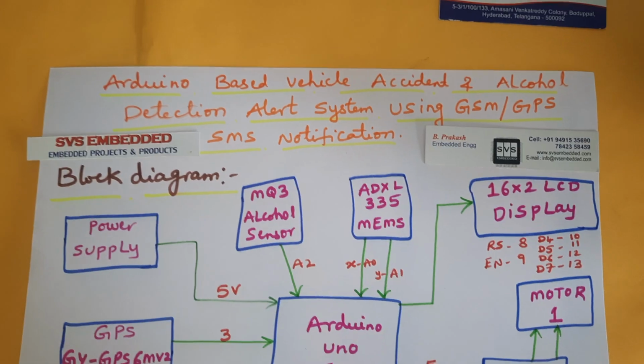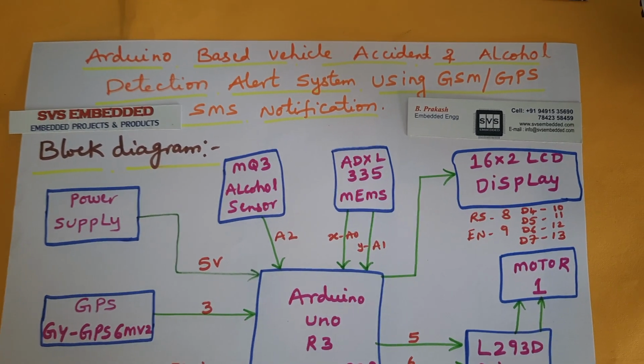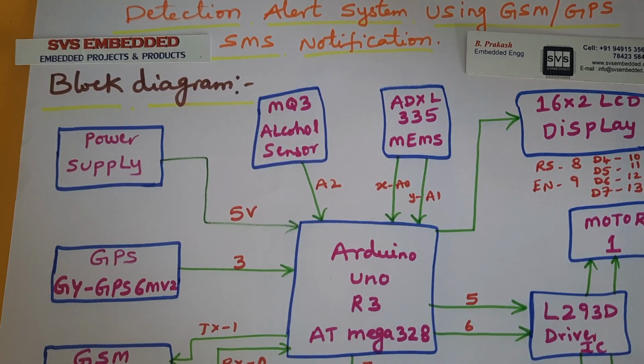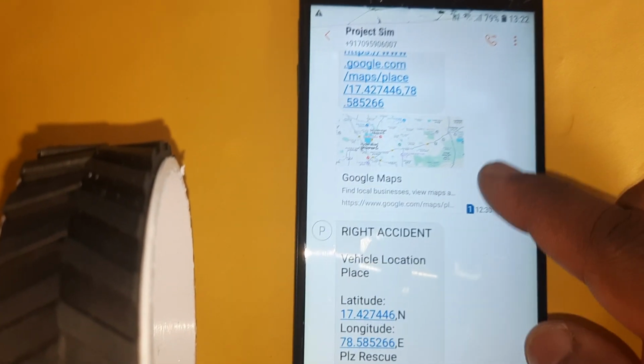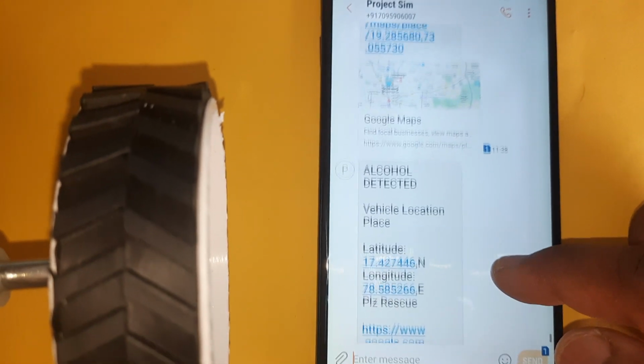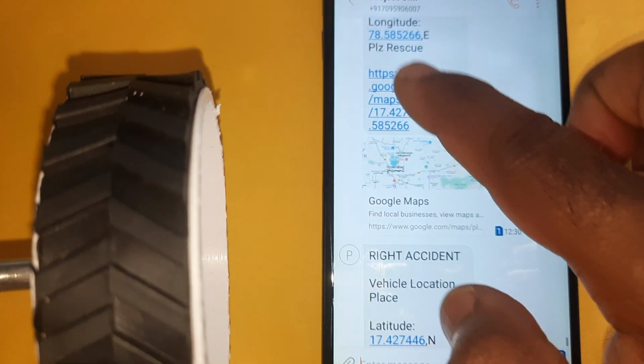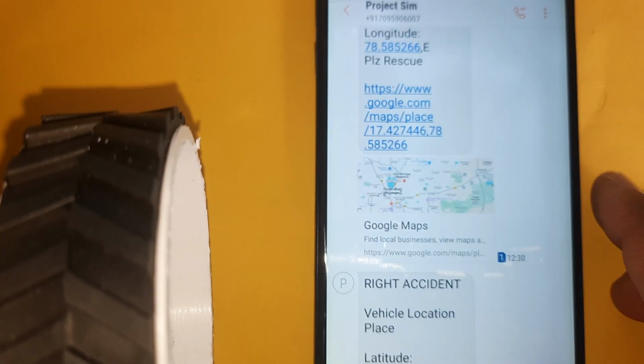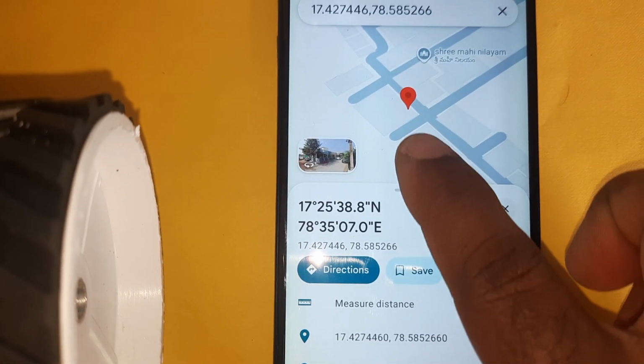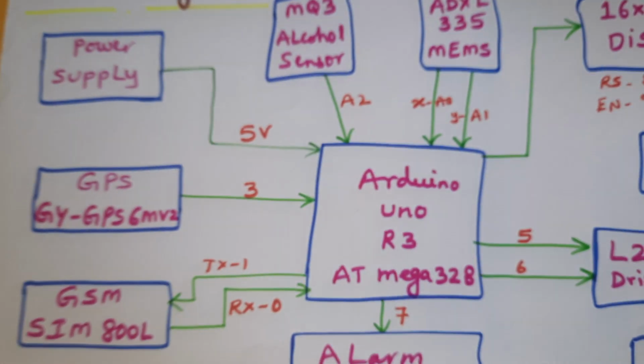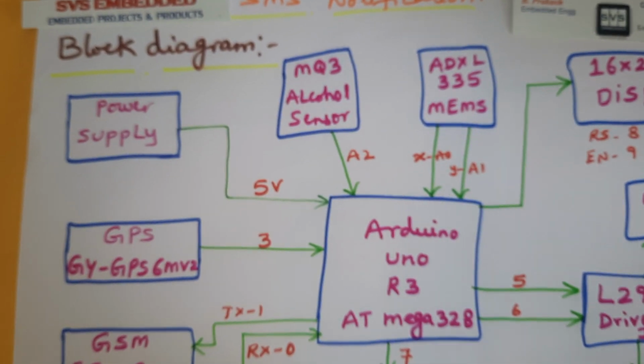The project title is Arduino based vehicle accident and alcohol detection system using GSM, GPS and SMS notification alert. So we are getting the alert messages: accident, alcohol detection, front accident. With the Google Map location, if you press it, we will get the exact Google Map location. SVS Embedded. So let us come into the block diagram.